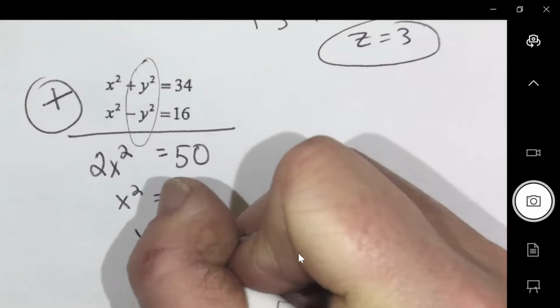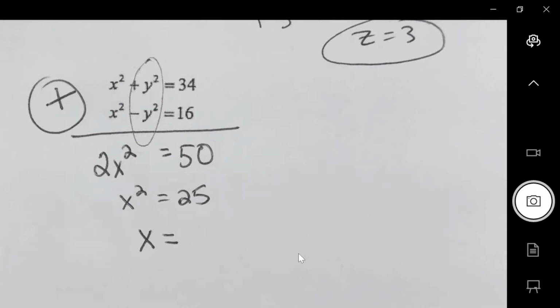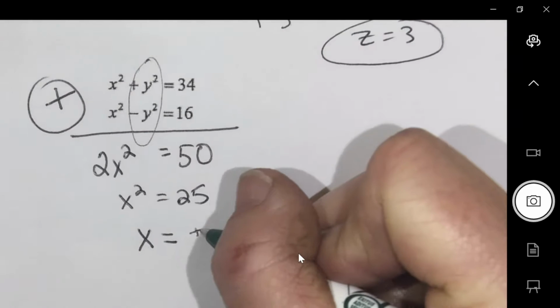Okay, how do we write this answer? This is the best class I've ever had that answers this question. Plus or minus 5.